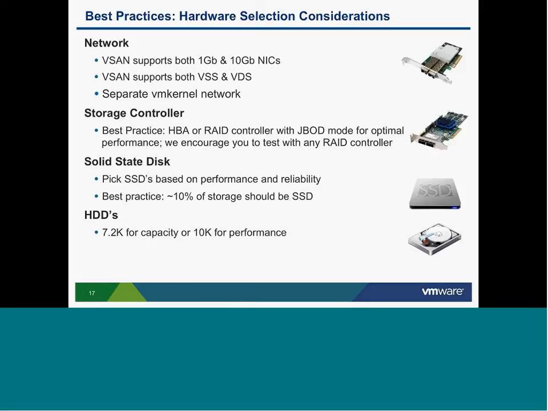From a perspective of the magnetic disk, as I mentioned earlier, vSAN will work with both SAS as well as SATA magnetic disks. In addition, it will work with both 7.2K RPM as well as 10K RPM drives. The trade-offs there are performance and cost. So if you need higher performance, go with 10K RPM drives, else vSAN will also work with 7.2K high capacity drives.